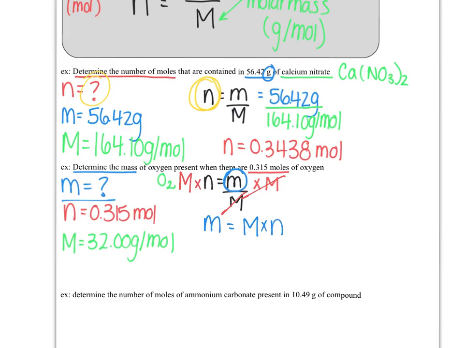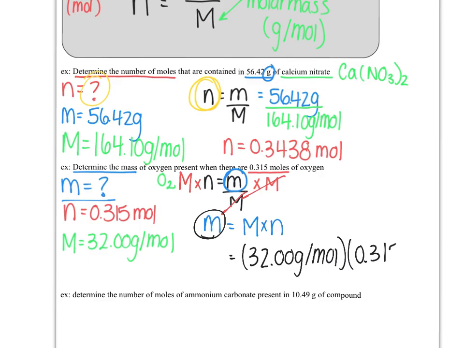So now I have little m all by itself, and I can sub in. We sub in our molar mass, 32.00 grams per mole. We're going to multiply by the number of moles we were given, and we're going to math that in our calculator. I get 10.1 grams for our mass.